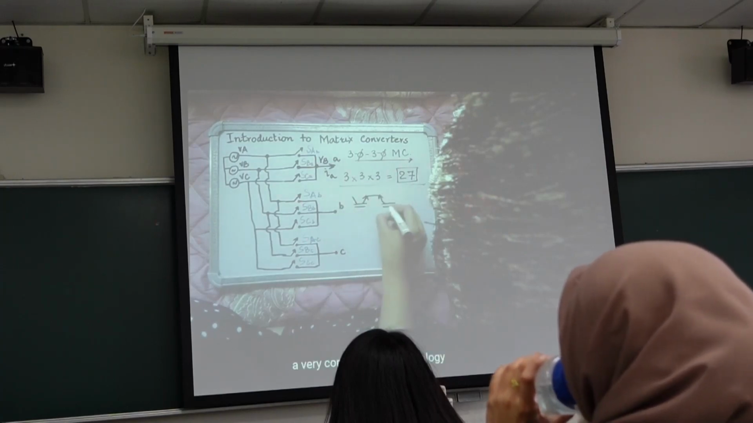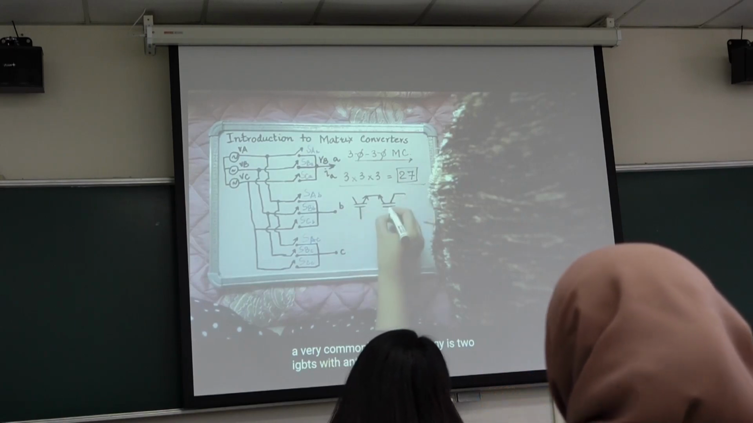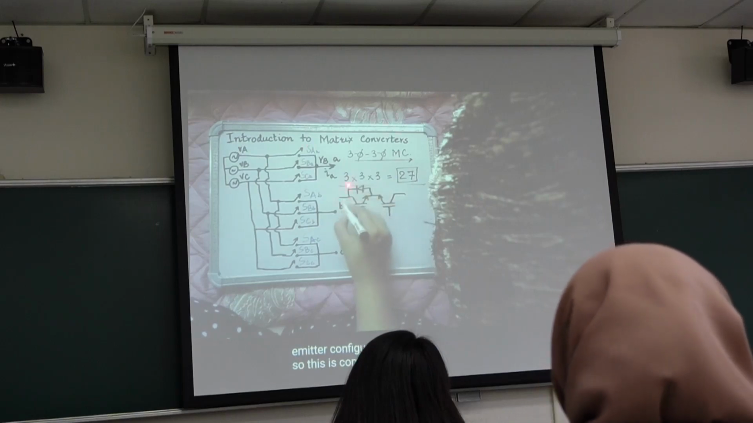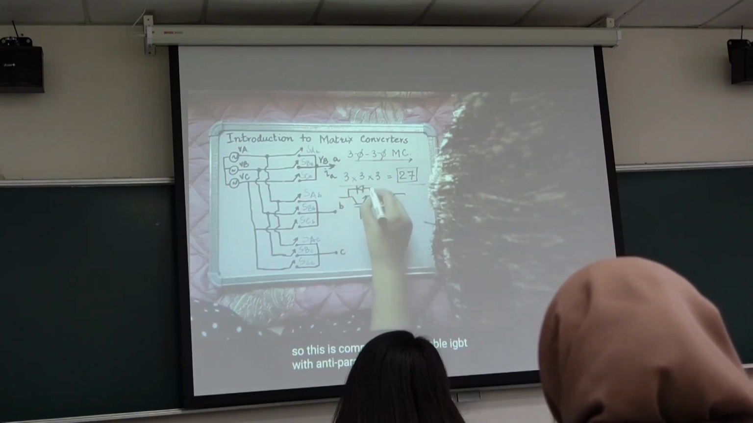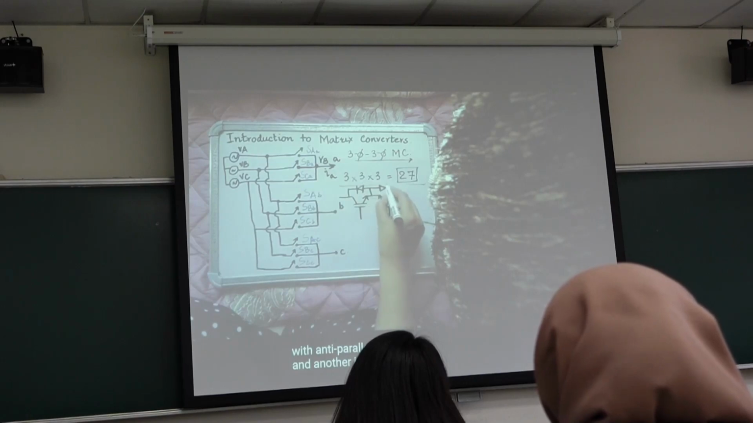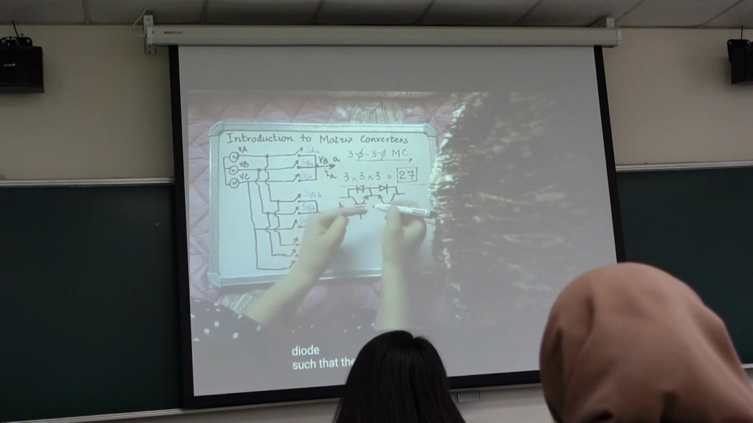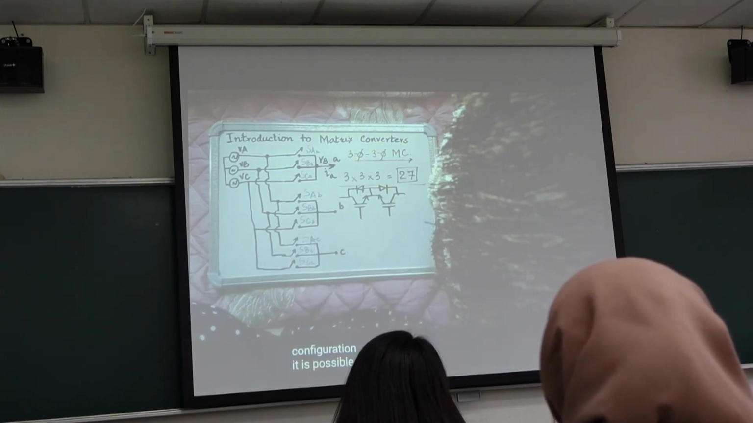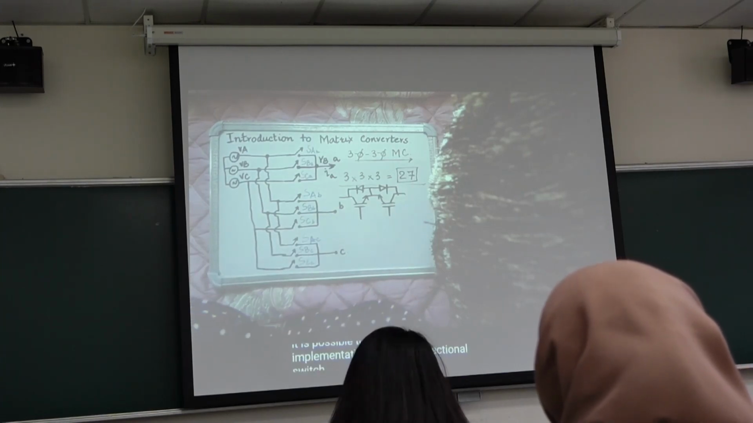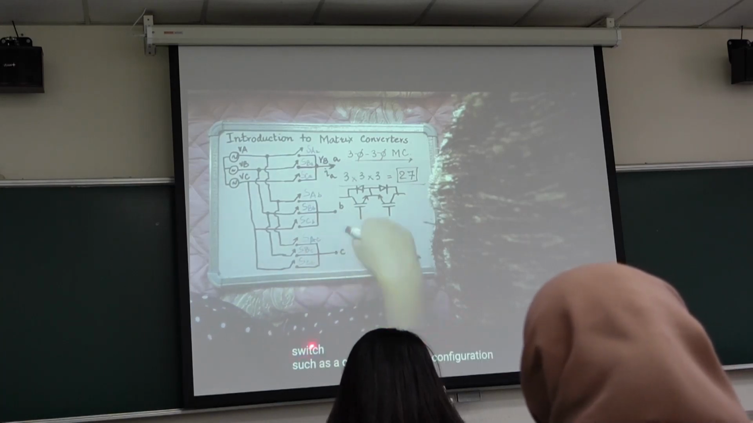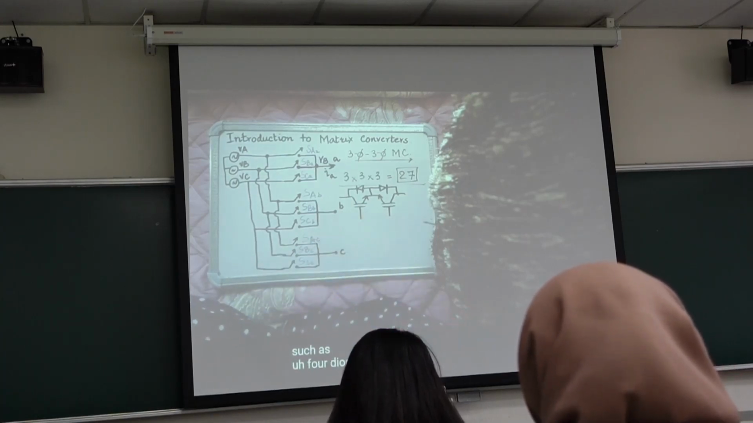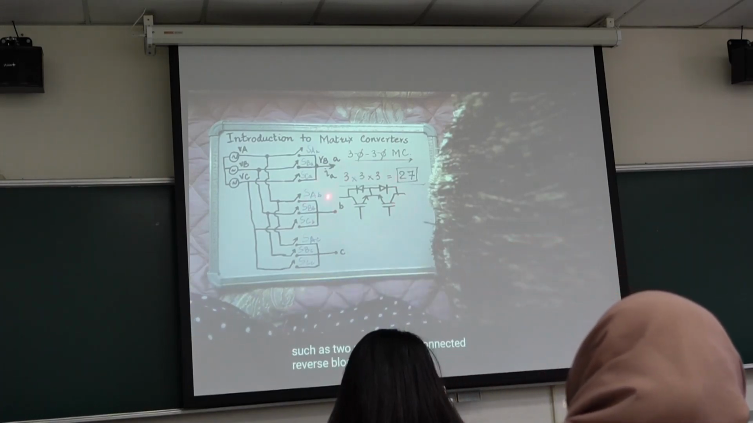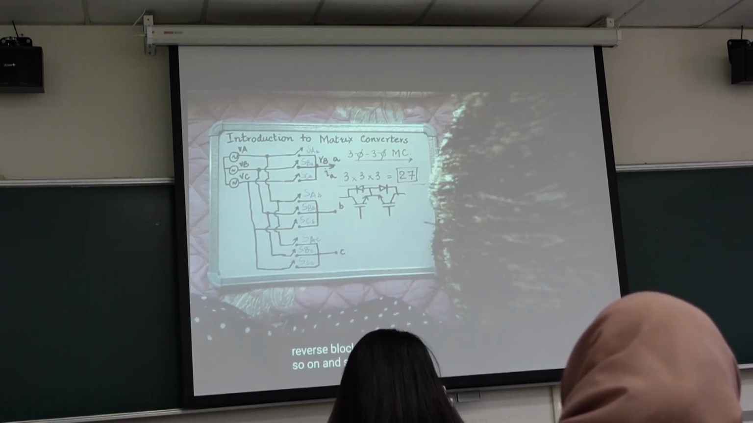A very commonly used topology is two IGBTs with antiparallel diodes. So how can we obtain an AC switch? We use a commercially available IGBT with an antiparallel diode and another IGBT with an antiparallel diode, such that they are connected in a common emitter configuration. So we call this one the common emitter AC switch. It is possible to have other implementations of the bidirectional switch, such as this common collector configuration, or a switch with four diodes and one IGBT, or two anti-parallelly connected reverse blocking IGBTs, and so on and so forth.